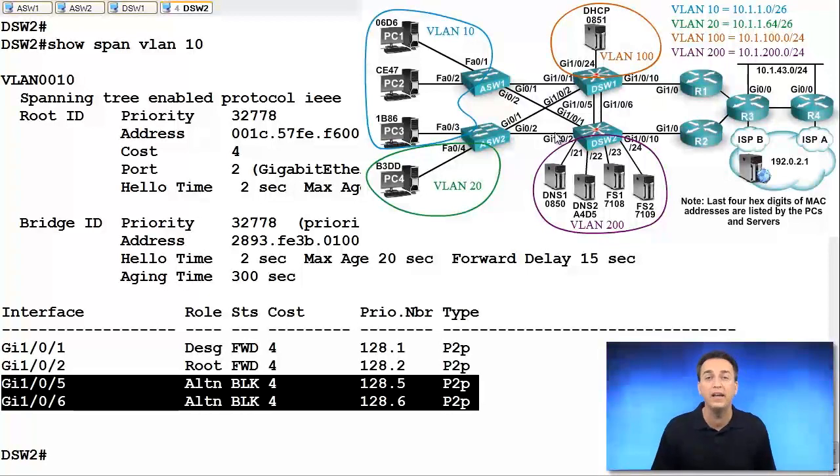This is a very important skill to have. So practice as much as you can building your own spanning tree topologies and being able to identify the topology without getting the help of the IOS and the show spanning tree commands.